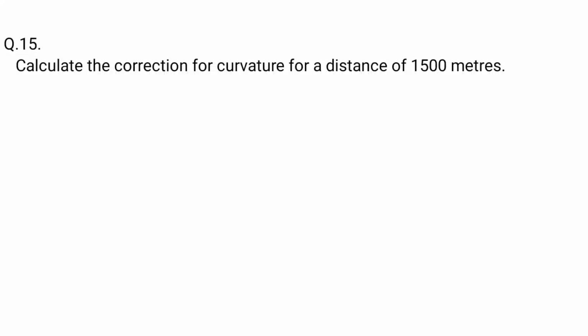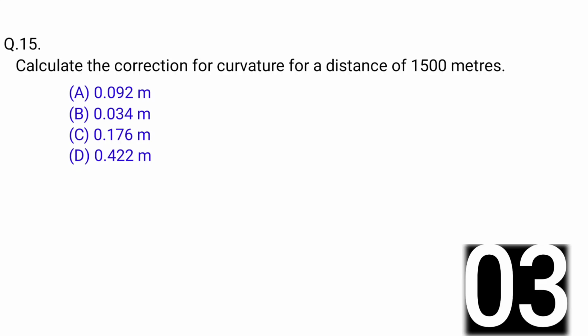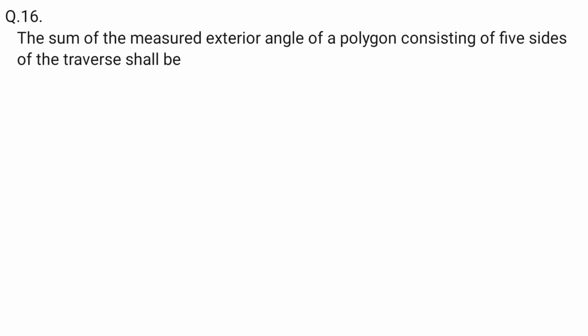Next. Question number 15. Calculate the correction for curvature for a distance of 1500 meters. Options: A. 0.092 meter, B. 0.034 meter, C. 0.176 meter, D. 0.422 meter. Correct answer is option C. 0.176 meter.